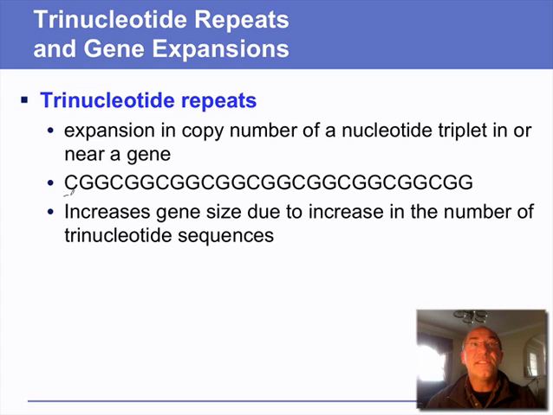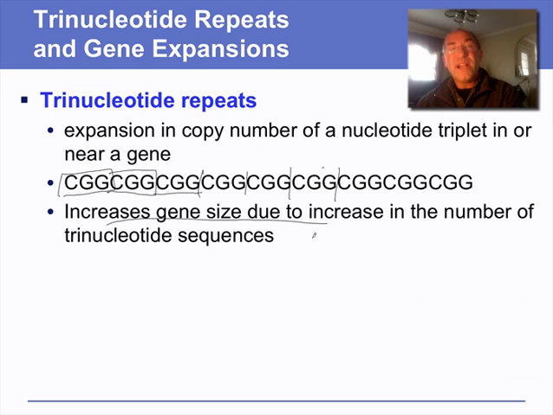As you can see, this is trinucleotide, meaning 3 bases, right here. And this repeat just goes on and on. In this particular case, it's cytosine, guanine, and guanine. And this can go on for hundreds and hundreds of bases. You can have many, many of these repeats, and it increases the gene size just due to the increase in the number of these bases in here.